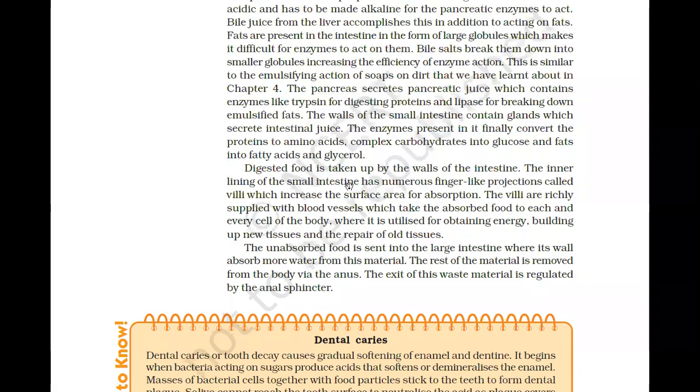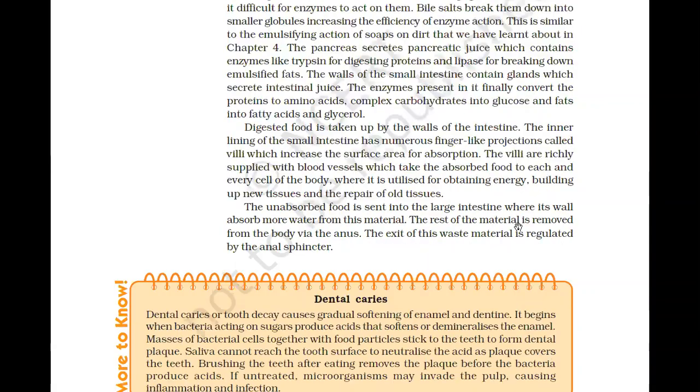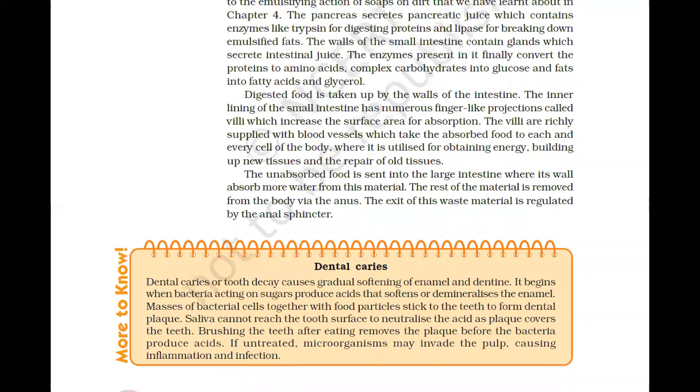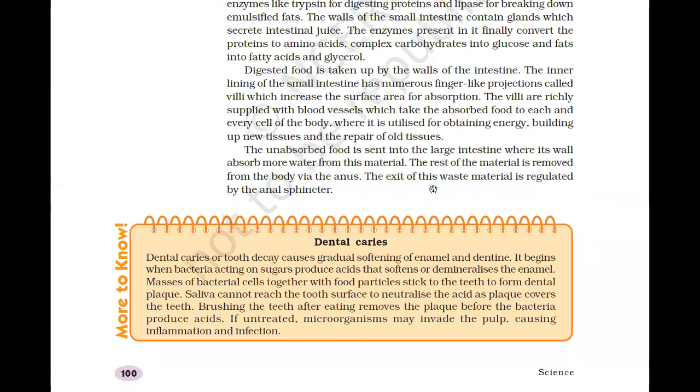The inner lining of the small intestine has numerous finger-like projections called villi, which increase the surface area for absorption. The villi are richly supplied with blood vessels which take the absorbed food to each and every cell of the body where it is utilized for obtaining energy, building up new tissues, and the repair of old tissues. The unabsorbed food is sent into the large intestine where its wall absorbs more water from this material. The rest of the material is removed from the body via the anus. The exit of this waste material is regulated by the anal sphincter.